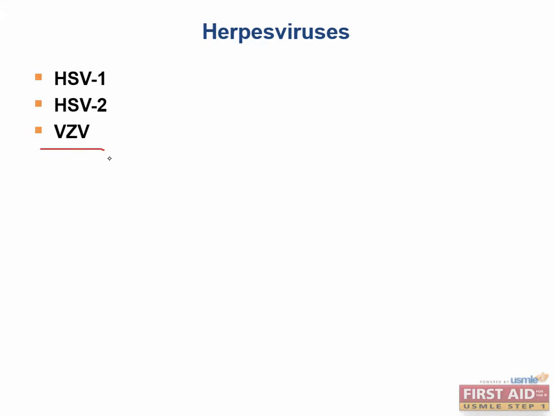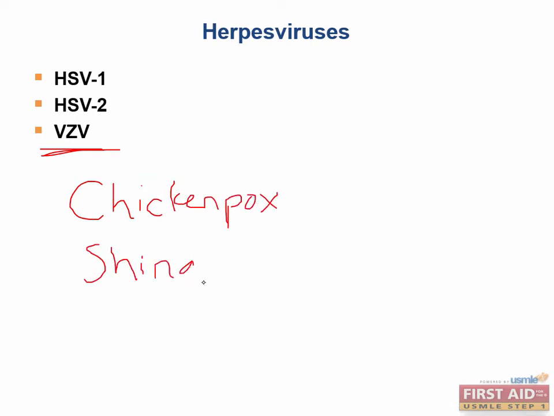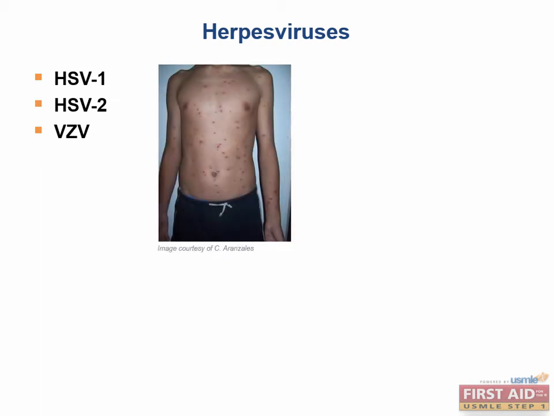Now let's discuss varicella-zoster virus. The varicella-zoster virus causes 2 similar diseases that are separated by patient age. In children, it can cause the infamous chickenpox, and in adults, it can cause shingles. In chickenpox, children get a mild flu-like illness with characteristic skin lesions described as dewdrops on a rose petal.